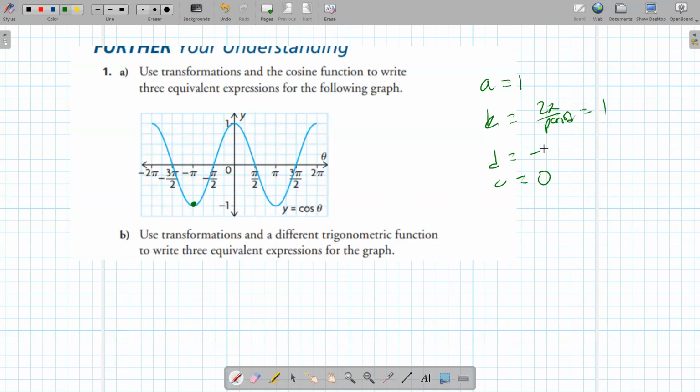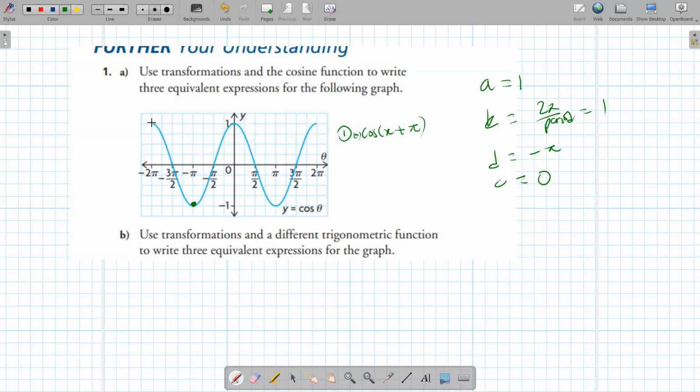So if d is minus pi, the first answer is going to be cos x plus pi. Wait, what's d again? D is the horizontal shift. Okay, so this is one of them. And then actually it's starting at a minimum, so this will be negative. The amplitude will be negative if the cosine function starts at a minimum.